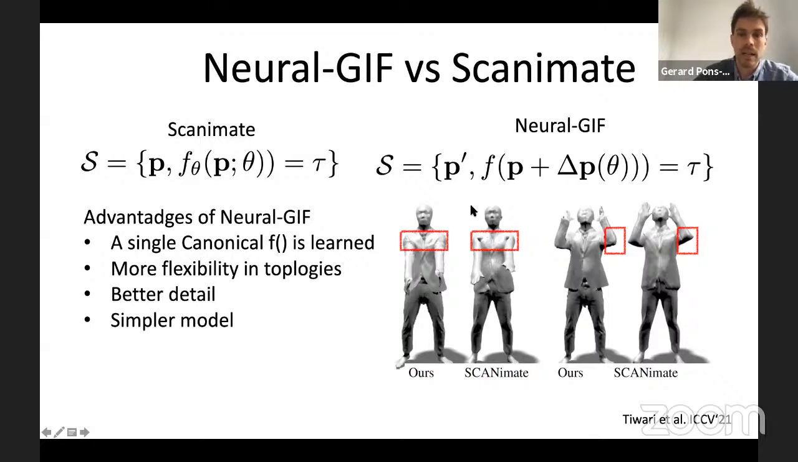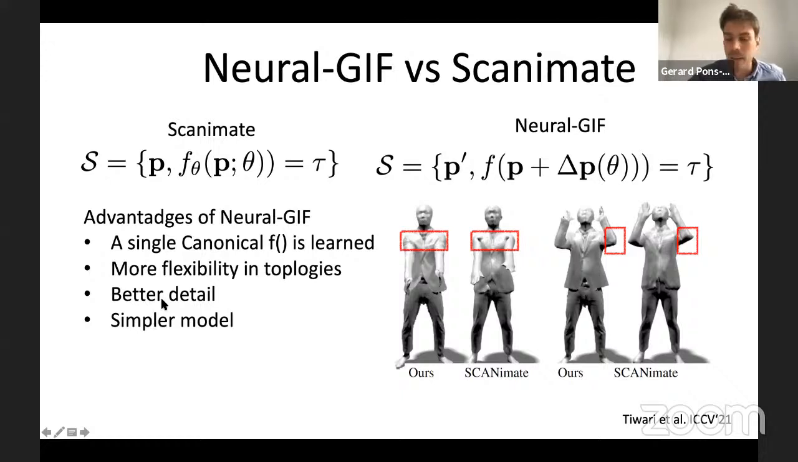And this brings advantages especially to model details. Another advantage is that we do marching cubes on the posed space instead of on the unposed space. And this allows you to represent skirts and more complex clothing topologies. So if you look closely, you will see that NeuralGIF produces smoother results than SCANimate, and wherever you have a little bit of sharp edges and so on, it works better. This doesn't rely so much on just skinning. So the advantages are more flexibility in terms of topologies and better detail, and it's also a simpler model.